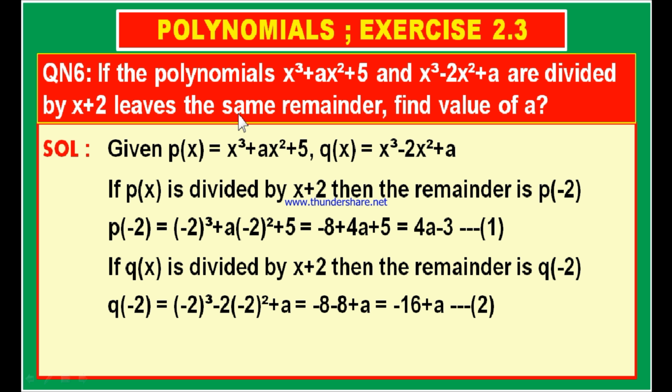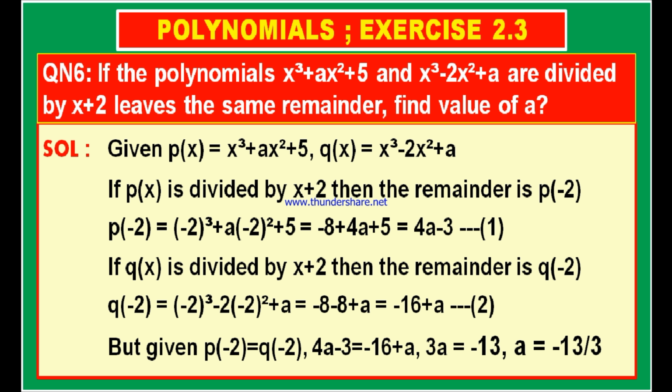But in the question it is given that they leave the same remainder, means the remainders are equal. Since the remainders are equal, you can equate these two remainders. It is given that the remainder when the first polynomial is divided by x plus 2, p of minus 2, is equal to the remainder when the second polynomial is divided by x plus 2, q of minus 2. Therefore p of minus 2 is equal to q of minus 2. What is p of minus 2? 4a minus 3 is equal to q of minus 2, which is minus 16 plus a.